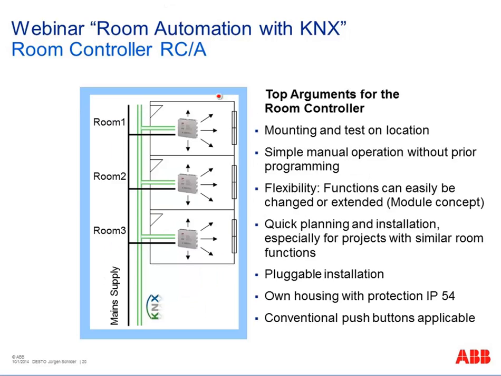Yeah, let's summarize the top arguments for this room controller solution. First of all, you see here a possible solution. KNX is going to all these room controllers, maybe one in each room. And of course, a main supply is necessary to each of these room controllers. And from the room controller, you go directly to your loads, or if you also have your inputs in the room, your contacts or your push buttons in the room.